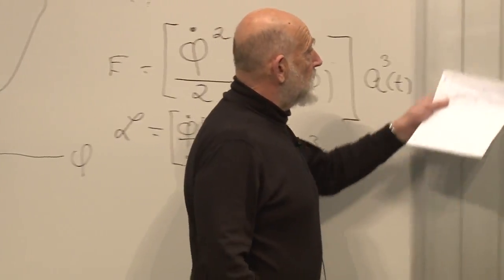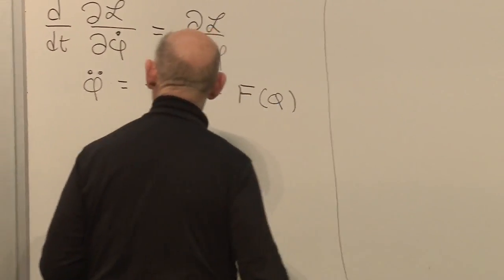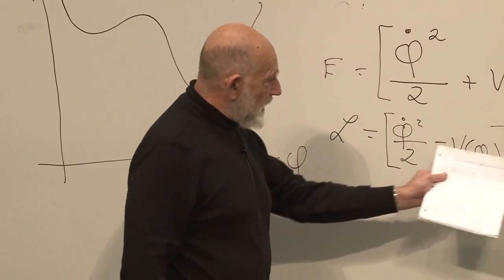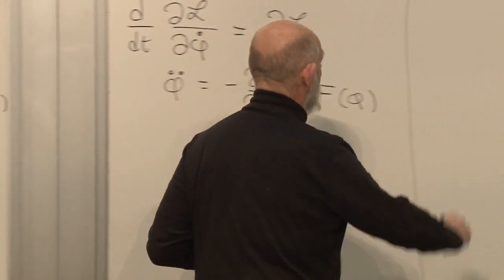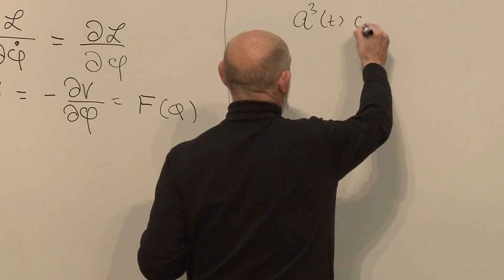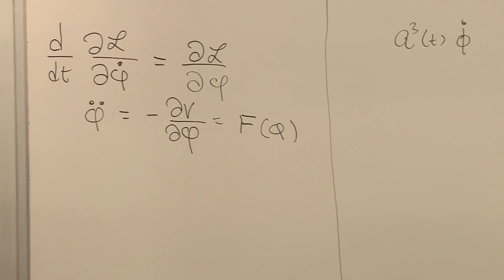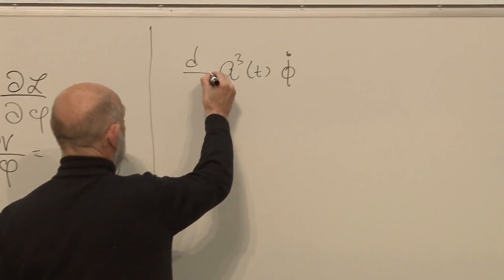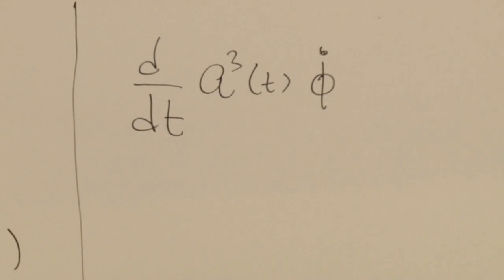First of all, just for comparison, I'll do them over here on the other side of this blackboard. The ∂L/∂φ̇ is not φ̇ anymore, but it's a cubed times φ̇. So we start with a cubed of t times φ̇. That's ∂L/∂φ̇. And then we have to differentiate that with respect to time. Let's just differentiate it, d/dt. That's the left-hand side of the equation.